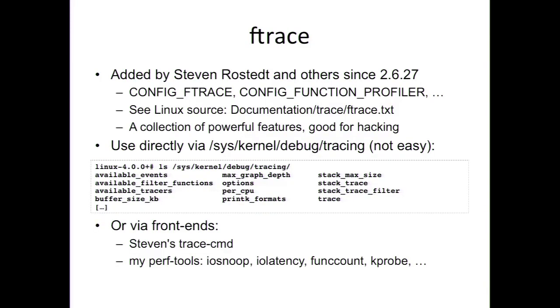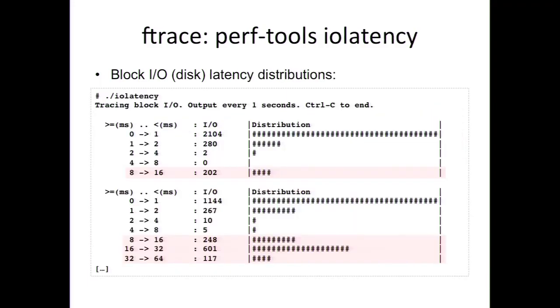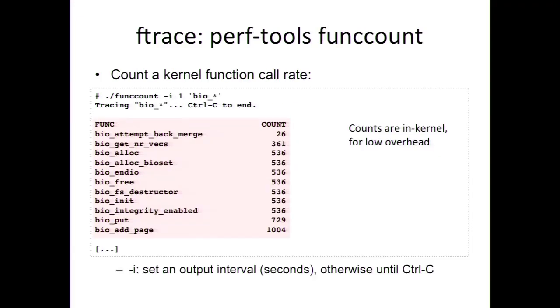And to give you a quick tour so that you know what these can do, ftrace has been there for a long time. It's tricky to use, but there are some front ends. It's these files under /sys/kernel/debug/tracing. I've written some front ends myself, like iosnoop, so you can look at disk IO by latency, and also iolatency to show it as a histogram. Great for understanding if there are bimodal distributions in disk IO, much better than, say, iostat. Funccount is also ftrace based, and I can really get into the kernel and find out which functions are called how many times, whether it's block IO or TCP or whatever.